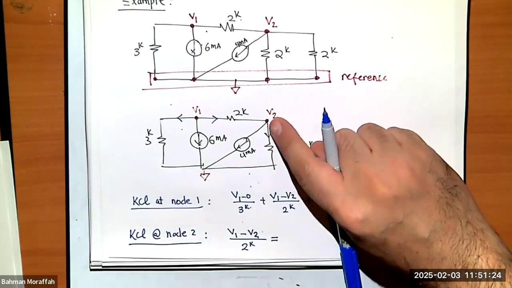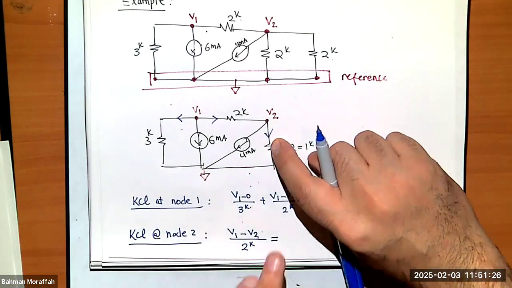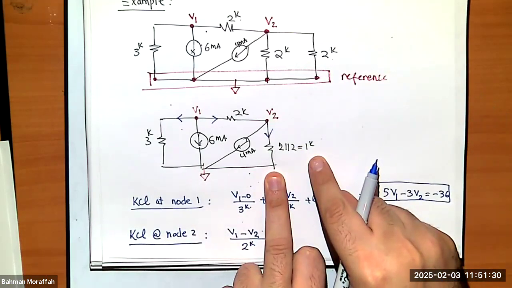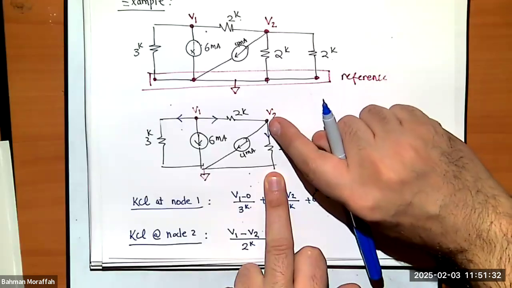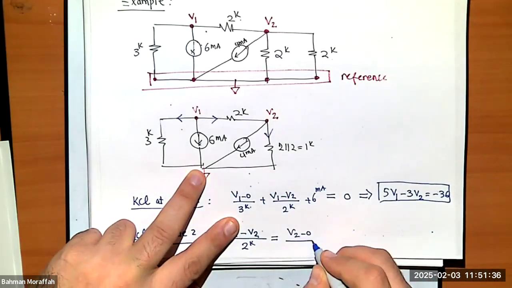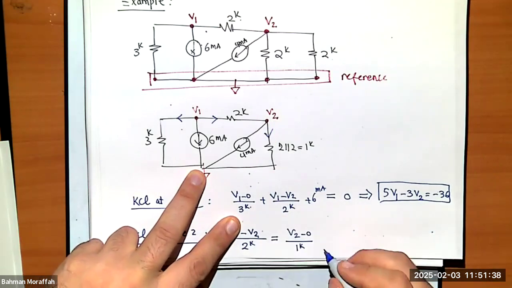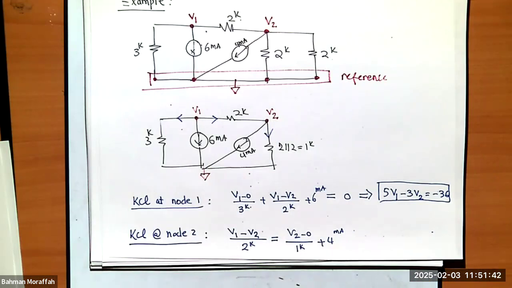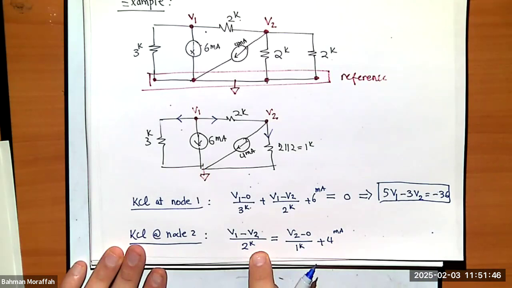I have this current. What's the value of this current? It's voltage across it divided by the value of the resistance, right? What is voltage across it? It's V2 minus 0 divided by 1K plus 4 milliamps, right? I can take them all to like one side.